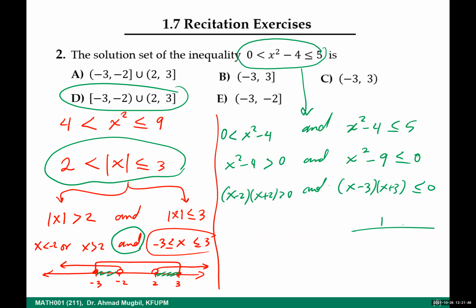You make a table here. You have here negative 3 and here 3. You have here negative 2 and what? You will get here, this is closed, this is closed. You will get it like this. Here you will get it open. This is open, and you will have the same solution set. No need for the absolute value if you are not happy with it. But of course, you cannot avoid it in many questions.